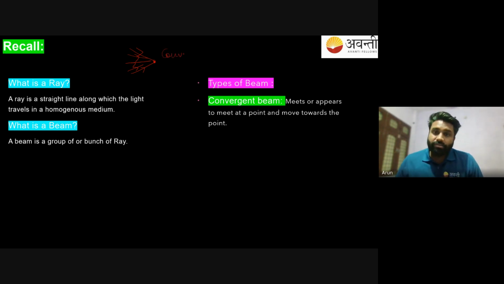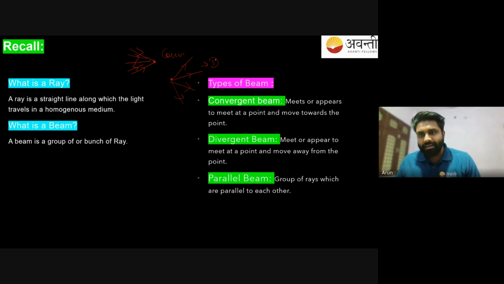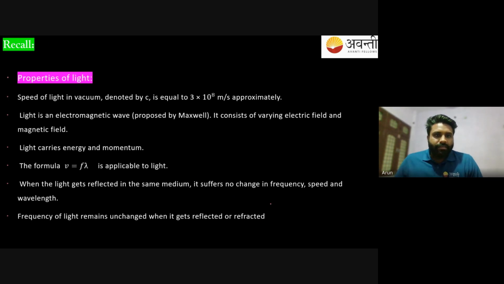Moving on to the next, it is the divergent beam. It is the same as the convergent, but the direction is opposite. It also meets or appears to meet at a point but moves away from that point. So from that point, it will go like this. So this is the divergent beam. It is just opposite to the convergent. Now what is a parallel beam? A parallel beam is nothing but a group of rays which are parallel to each other. So these are the rays. Now move on to the next.